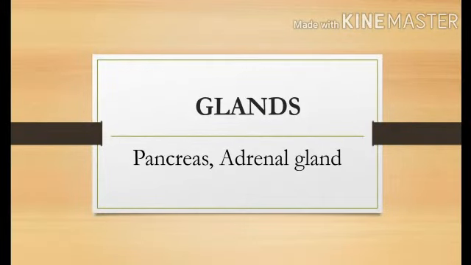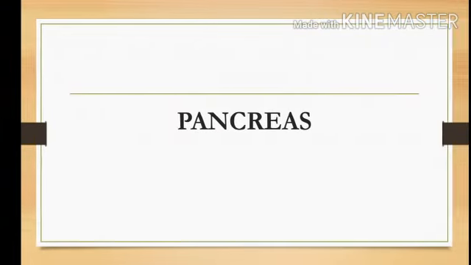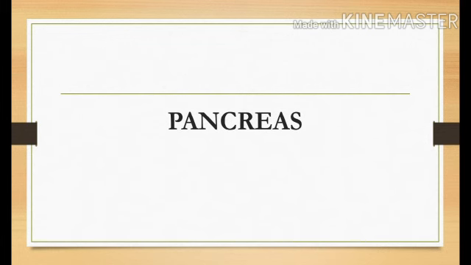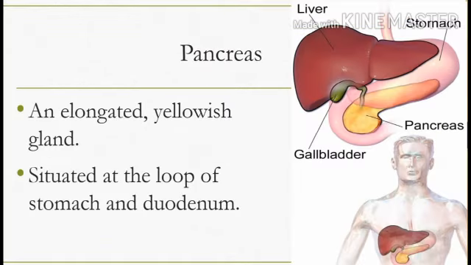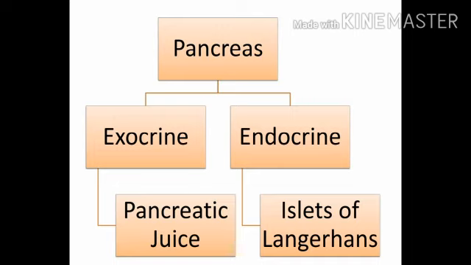Here we are going to see about the endocrine glands, pancreas and the adrenal gland. First we can see about the pancreas. This pancreas is an elongated yellowish gland which is situated in the loop of stomach and duodenum. This pancreas is exocrine and endocrine in nature.